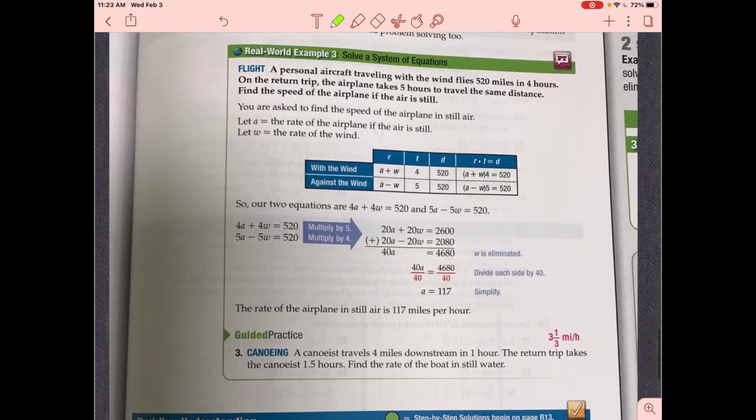All right, here is a word problem. A personal aircraft traveling with the wind flies 520 miles in 4 hours. On the return trip, the airplane takes 5 hours to travel the same distance. Find the speed of the airplane if the air is still.